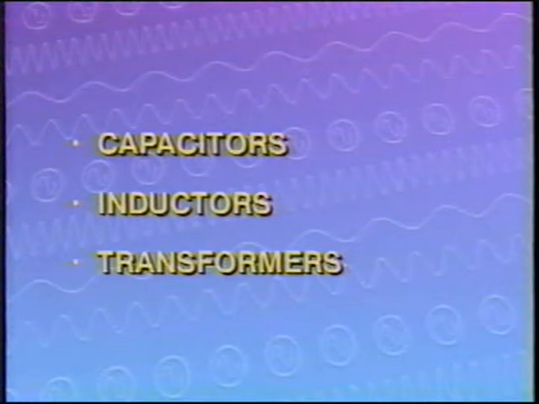But the devices you'll see in this video have characteristics that are most fully exploited within an AC circuit. Their full operation relies upon the varying voltage and current that is present in AC. Let's examine capacitors, inductors, and transformers, starting with capacitors.